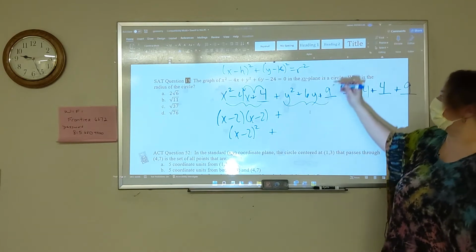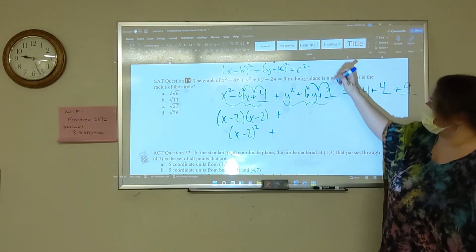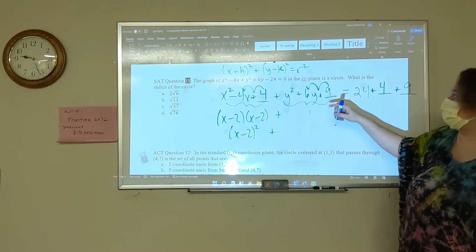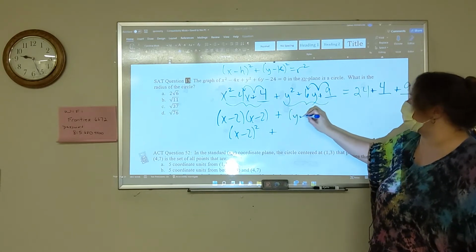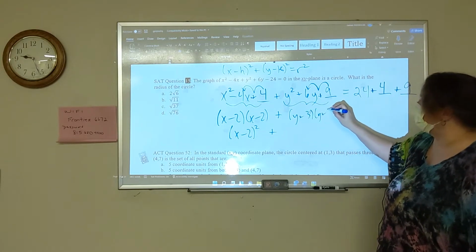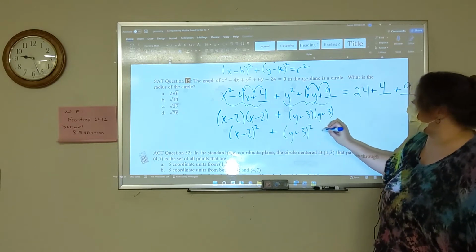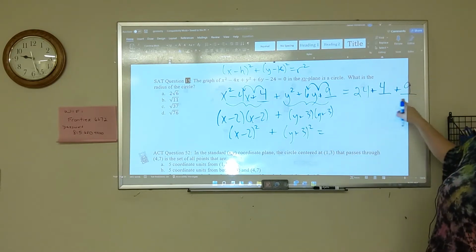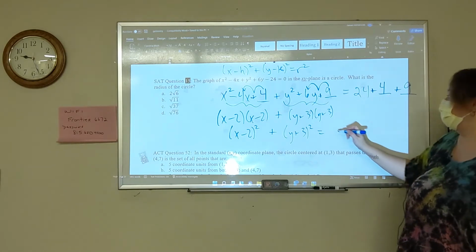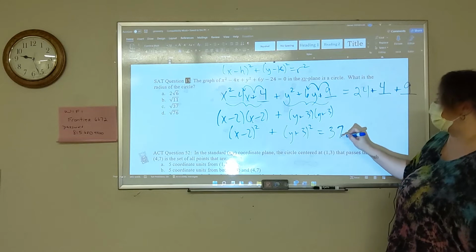Same thing with the y's. Factors of 9 that add to give you 6. So it's 3 and 3. So y plus 3 and y plus 3, or y plus 3 quantity squared. And then the right side, we're just going to put this together. So 24 plus 4 plus 9 is 24 plus 13 is 37.